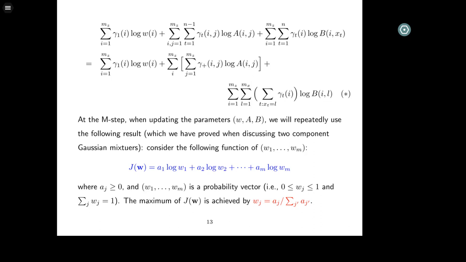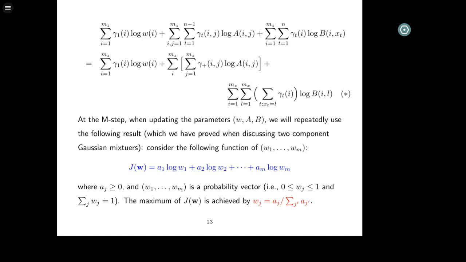We don't know W, and we want to optimize with respect to W. What I mean by a probability vector is that all the W's are between 0 and 1, and sum together to 1. Okay? So we discussed what the optimal choice for W is. The trick is to rearrange the function as some kind of KL divergence, and eventually you find that the optimal choice for WJ should be proportional to AJ. But because W is a probability vector, WJ is equal to AJ divided by the sum of those A's. So that's the optimal choice we have shown before. Now we're going to repeatedly use this result to find the optimal choice for W, A, and B. Okay? Can you still follow?